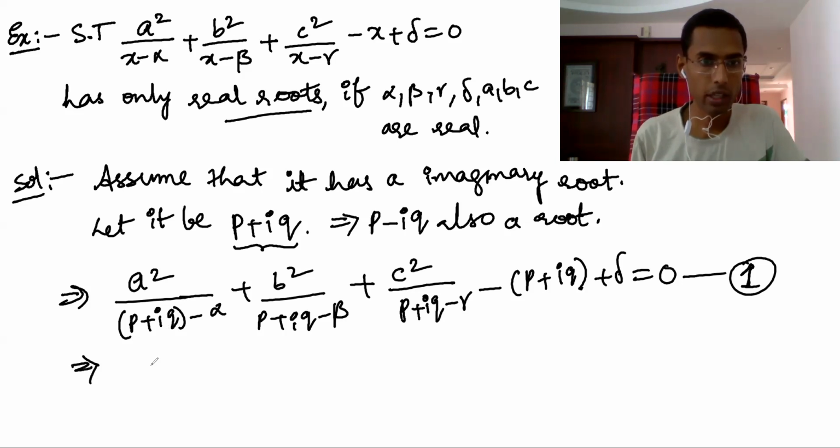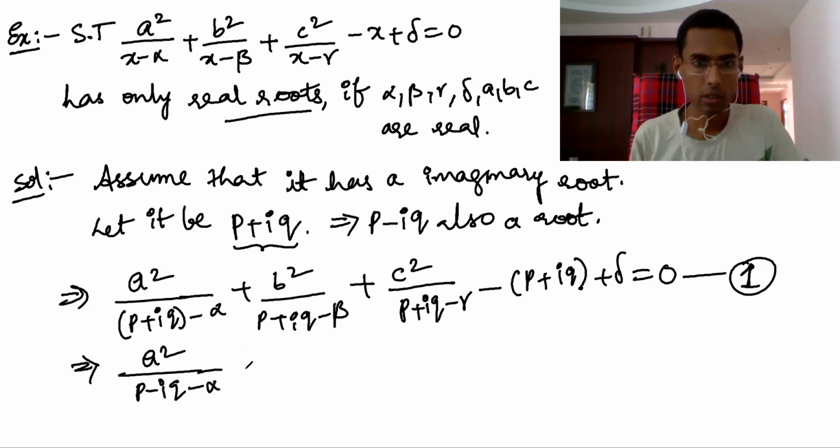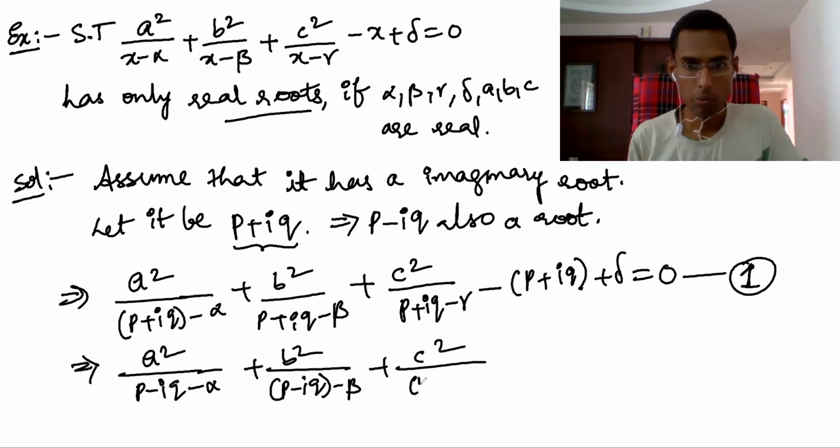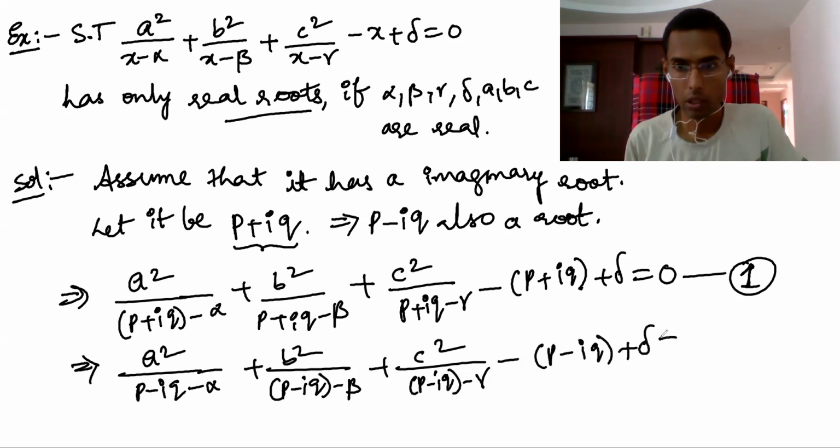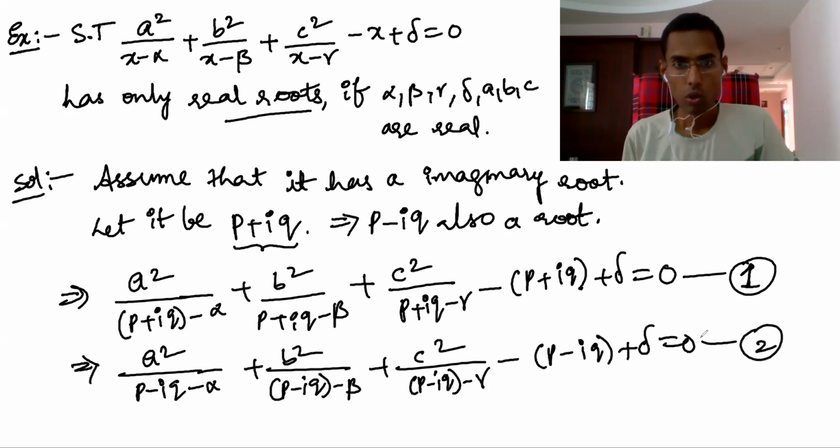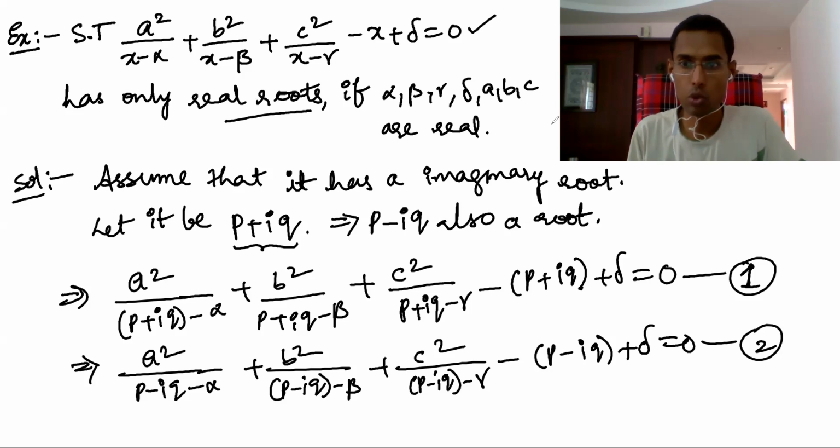So let's take p minus iq: a square by p minus iq minus alpha plus b square by p minus iq minus beta plus c square by p minus iq minus gamma minus p minus iq plus delta equals 0. This is equation 2. These are the roots, therefore they should satisfy this equation. I substituted here and got one equation, and substituted here and got another equation.